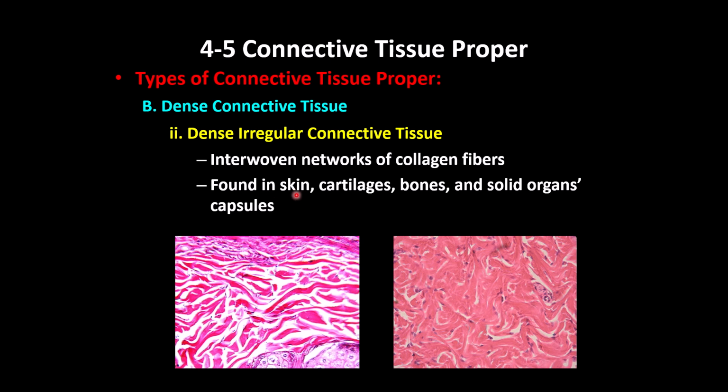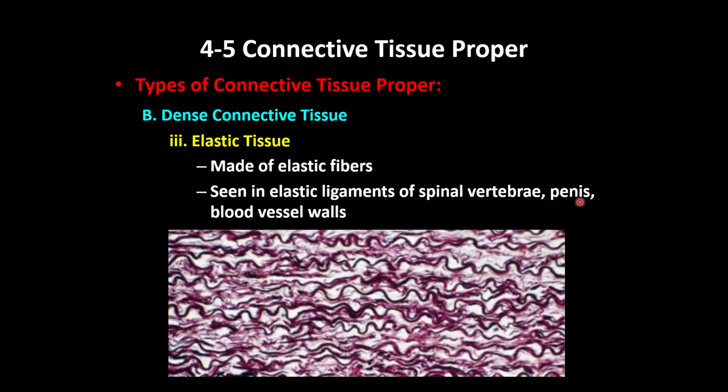They are found in the skin, so in the dermis layer of the skin, you see it wrapped around the cartilage, wrapped around the bones, and also it makes the capsules of the solid organs. So in a simple form, it wraps around different things and resists forces from multiple directions, compared with dense regular that resists forces from one direction.